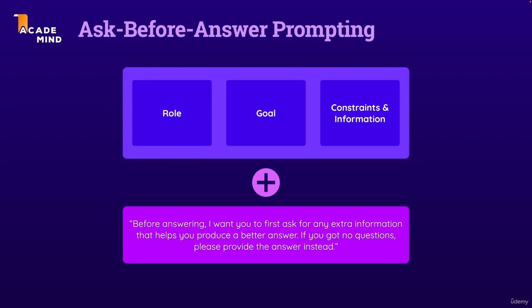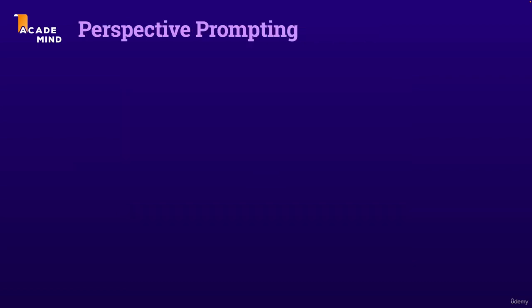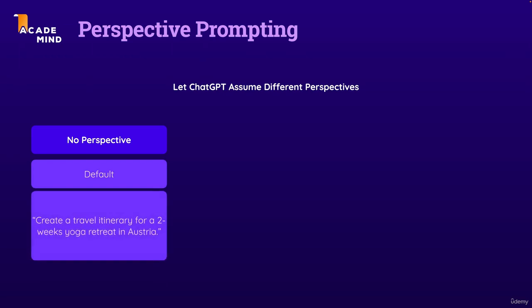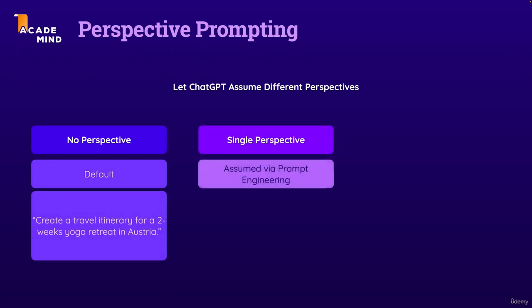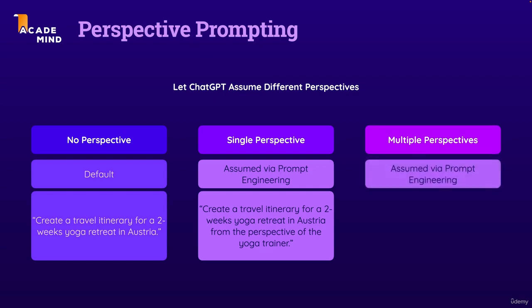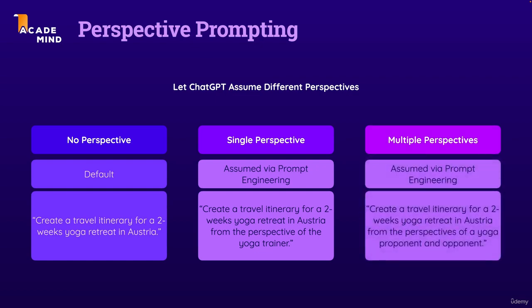And you learned about these more niche and slightly more advanced techniques like perspective prompting, where for certain problems it can be useful to get ChatGPT to not just assume a single role, but multiple perspectives that can be used in the answer it generates.